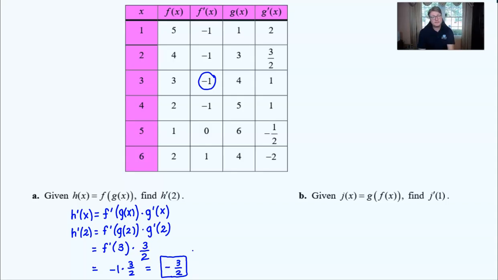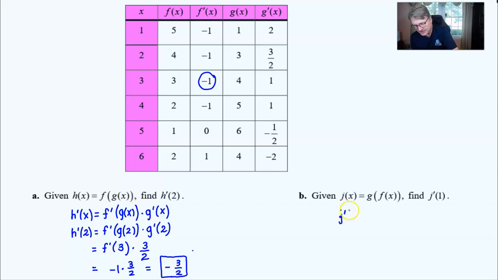For part B, I'm going to let you make a decision here. If you want to pause the video, I certainly would encourage you to do that. And you can try this on your own and then start the video again, and let's see if we agree. Good to have you back. All right, let's take a look here.